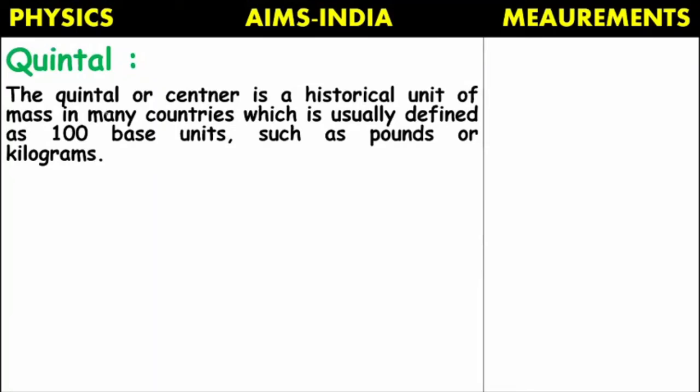So the quintal, or centner, another name for quintal is centner, is a historical unit of mass which is used in many countries, which is usually defined as 100 base units. Means 1 quintal is equal to 100 base units. The base unit we may take as pound or we may take as kilogram.